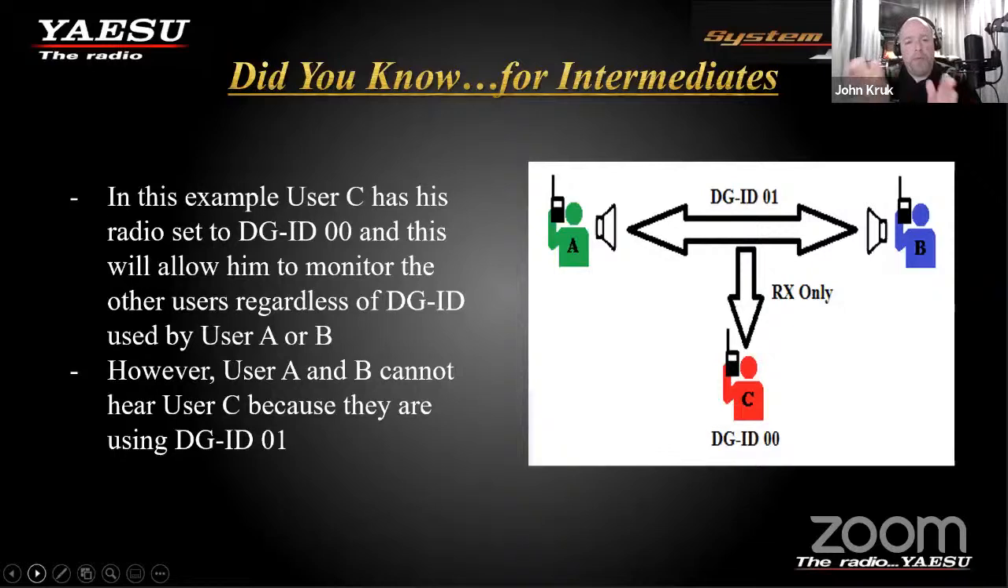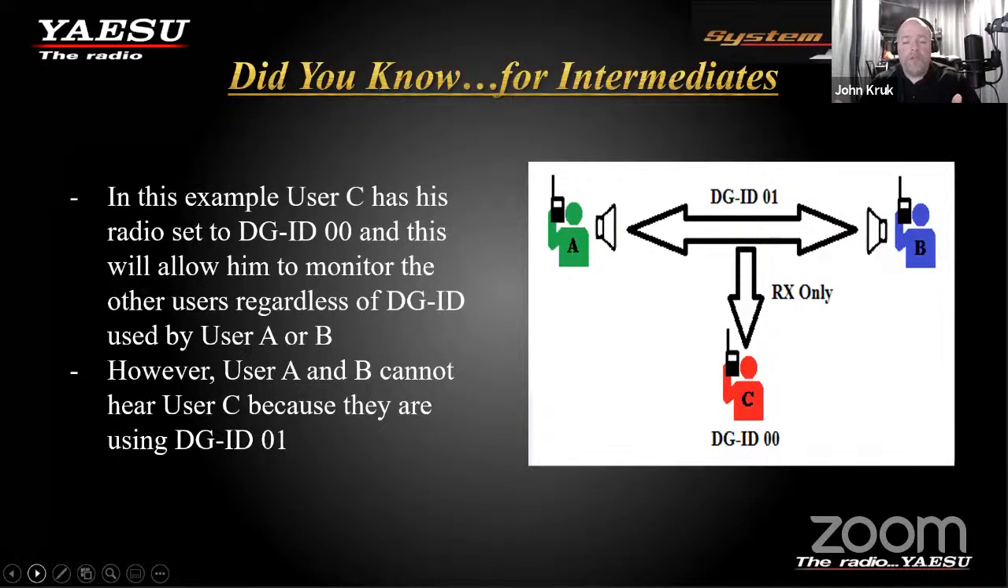So once again, that is, in essence, not a talk group. A DGID is a group of people you want to communicate with, not a talk group. And like I said, I can see how some people want to say it's a talk group, but once again, user C is not using any DGID at all. If A and B wanted to go to 00, they would be open to being able to hear one another.